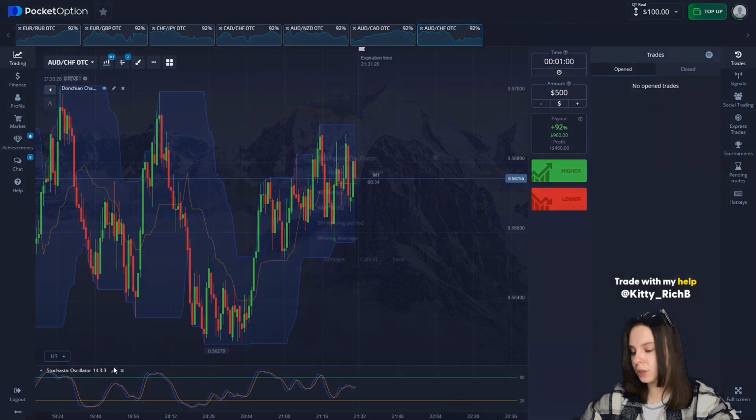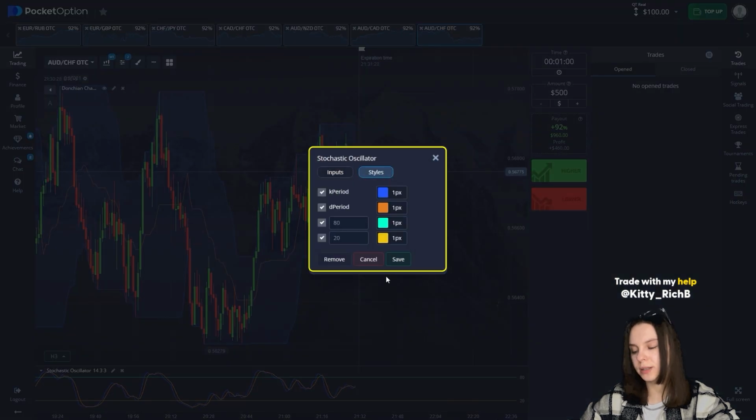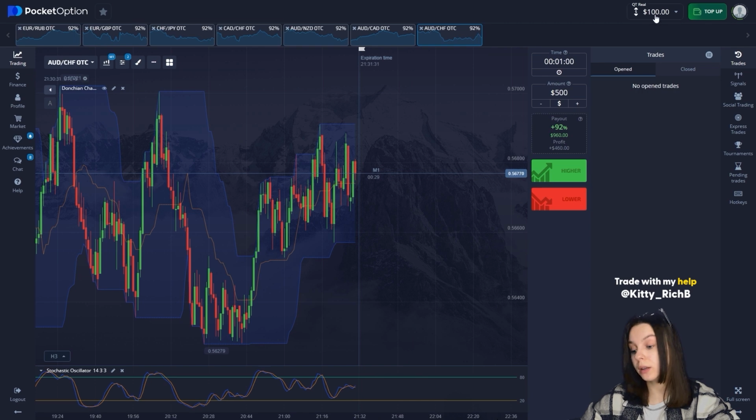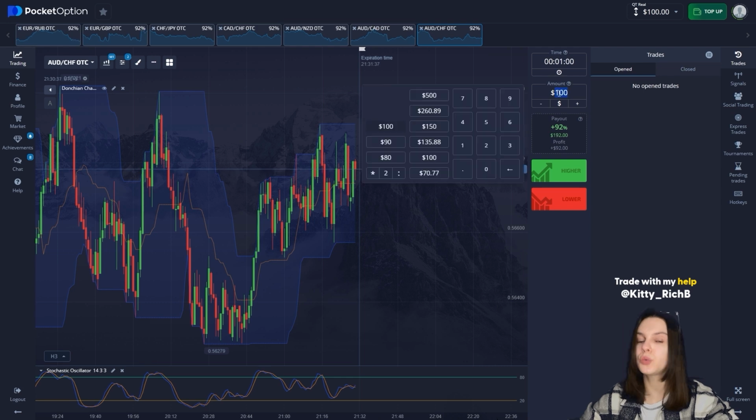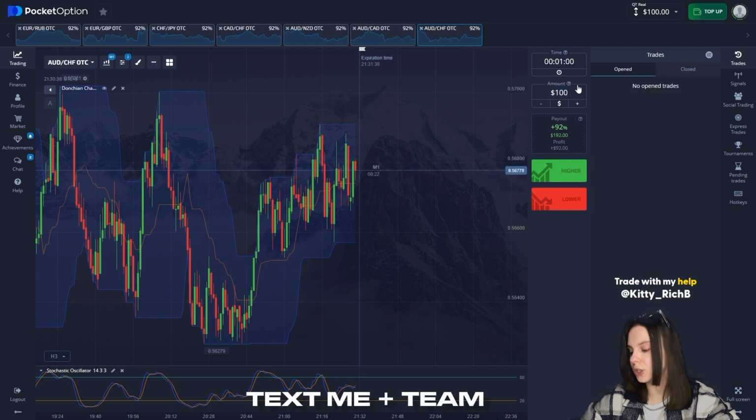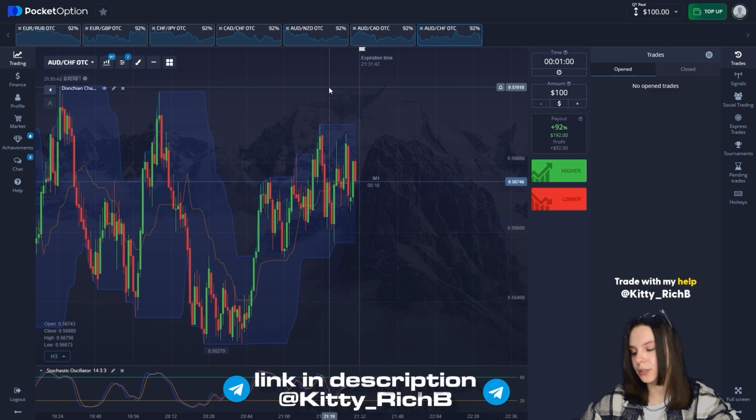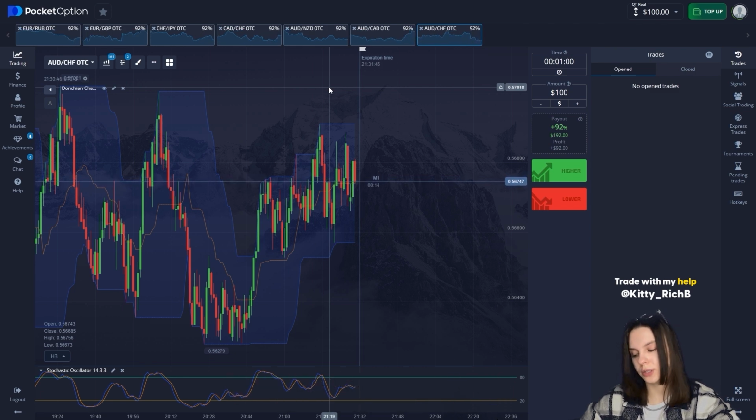This is at the bottom, the stochastic oscillator. Also the balance: I allocated $100 based on your comments. You asked for a not very large balance to take. I took $100 in the transaction column, and the amount we write is $100. Time is 1 minute. Trading on currency pairs.